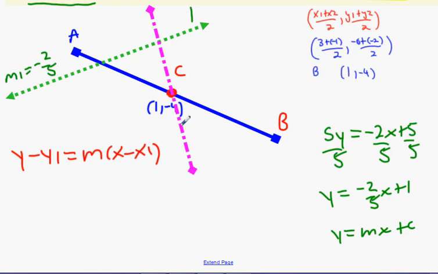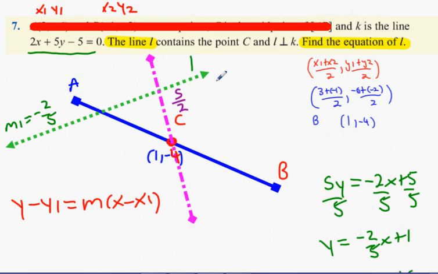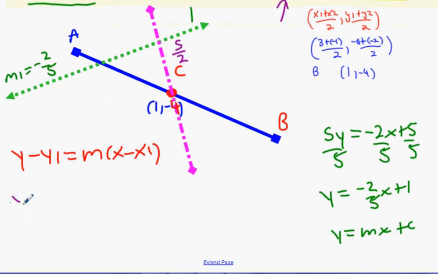Therefore, the slope of the pink line that we're looking for, which passes through the point 1, minus 4, the slope of that one has to be 5 over 2. Turn it upside down, change the sign. It specifies that the line L we're looking for is perpendicular to K. Now we know y1 is minus 4 because it passes through the midpoint. We know the slope is 5 over 2. And finally we know x1.